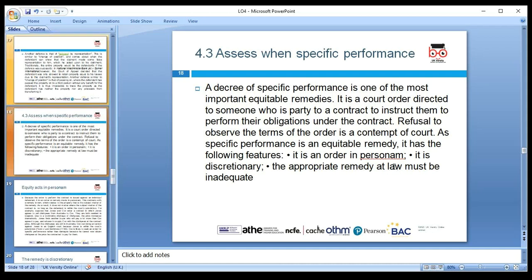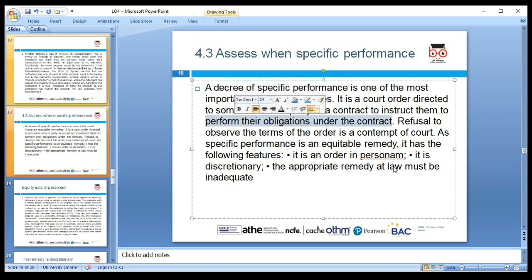Specific performance is one of the most important equitable remedies. It is a court order, a directive instructing a party to the contract to perform their obligations. Refusal to observe the order can be contempt of court. Specific performance is an equitable remedy, and it has the following features.